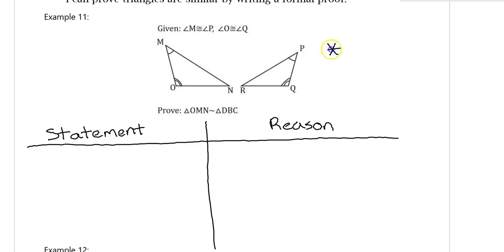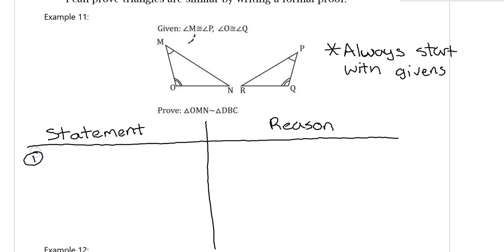All right, in proofs, we always start with our givens. So my first given here is going to be my first statement: angle M is congruent to angle P. How do I know that's true? It's given to me. That's our reason for givens. The problem told me so.